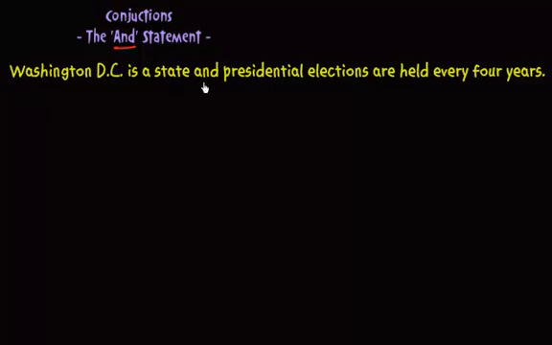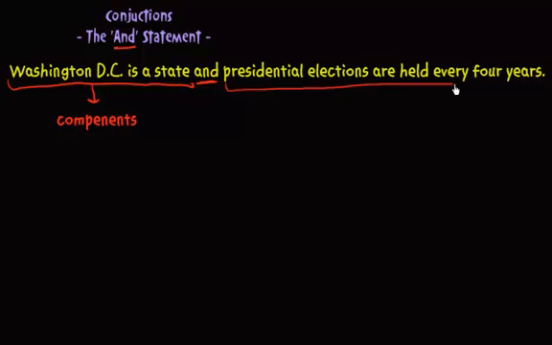An AND statement is a conjunction that ties together two simple logical statements. So here's one: Washington, D.C. is a state. Now we're going to label these as components. So here's component 1, and then over here, this is going to be our second component. Let me label that as a component. And then again, this right here, the AND, will be our conjunction. So we got two components, and that makes up the AND statement.